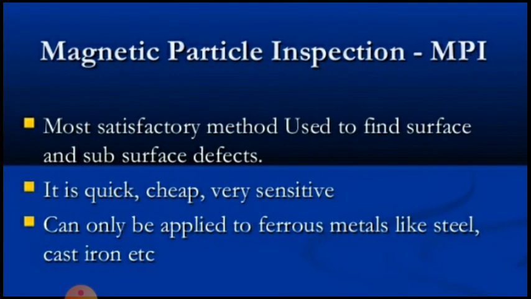Then magnetic particle inspection. This method is used for ferrous materials. The casting to be inspected is magnetized and finally ferromagnetic particles are applied on it. When the current is passed, the particles are concentrated around the defect. It is the most satisfactory method used to find surface and subsurface defects. It is quick, cheap and very sensitive. It can only be applied to ferrous materials like steel, cast iron, etc.